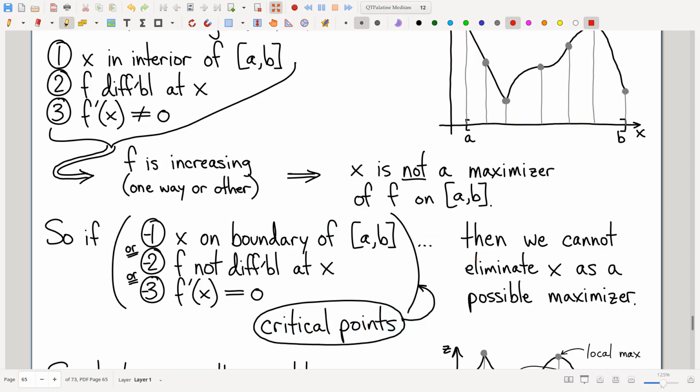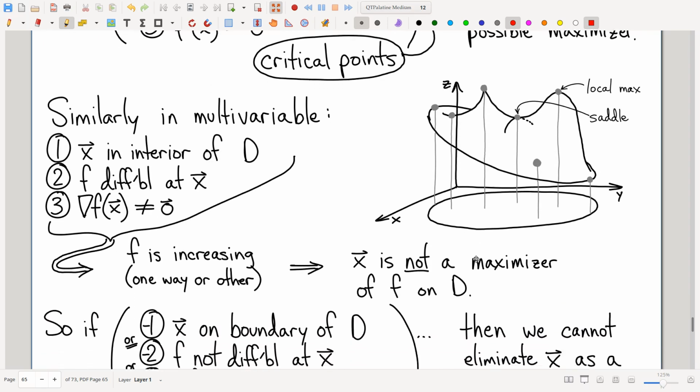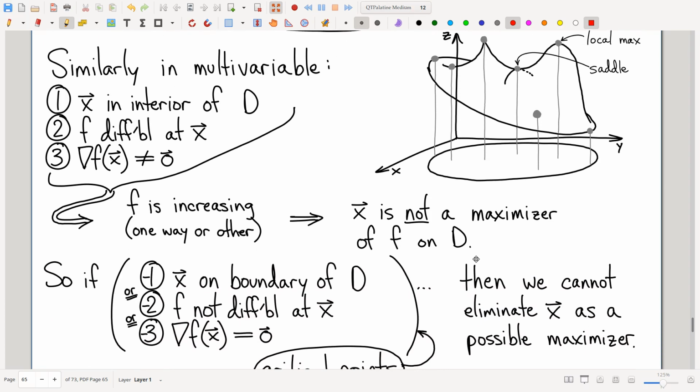Okay, so we're going to do the exact same thing in the multivariable setting. And here's the argument. It's totally analogous to what we just talked about. I claim these three conditions allow us to eliminate most of the points in the domain. Just to get everything set up, let's suppose we're looking at this domain. And we're looking at the graph again, just for visual convenience. And so we've got this graph.